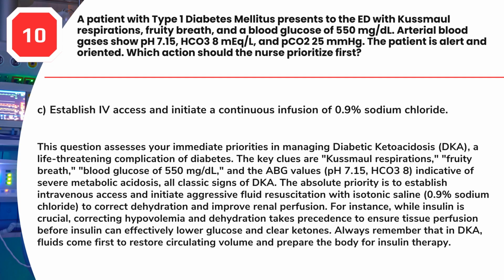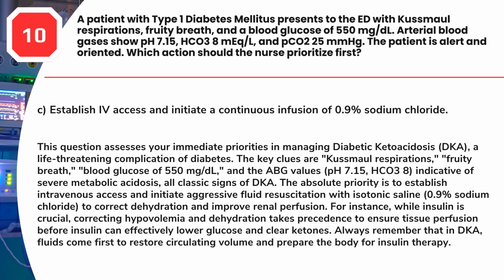Answer: C. Establish IV access and initiate a continuous infusion of 0.9% sodium chloride. This question assesses your immediate priorities in managing diabetic ketoacidosis, DKA, a life-threatening complication of diabetes. The key clues are Kussmaul respirations, fruity breath, blood glucose of 550 mg per deciliter, and the ABG values, pH 7.15, HCO3 8, indicative of severe metabolic acidosis, all classic signs of DKA.